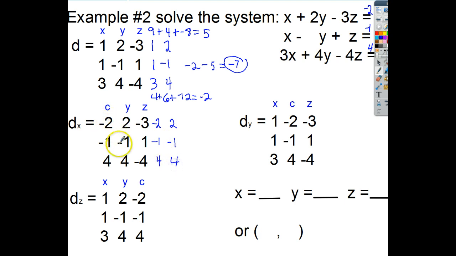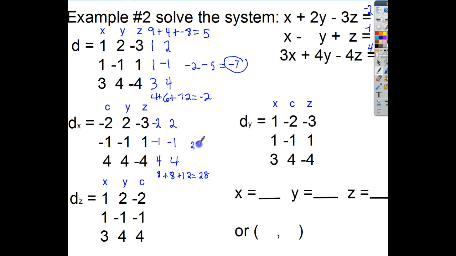Okay, repeat the second column. Diagonals going down. 2 negatives is positive. 2 times 1 times 4 is 8. We always add. Negative times negative positive. 3 times 4 is 12. We have 16 and 12. That's going to be 28.